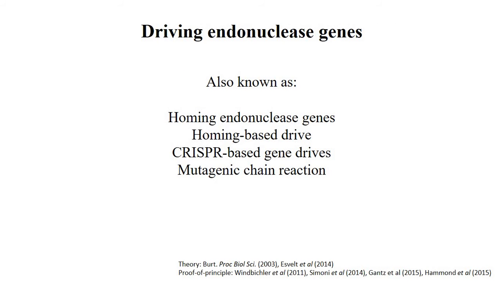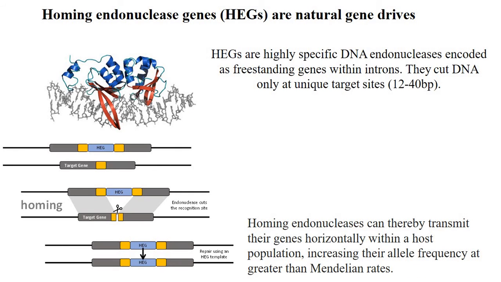Driving endonuclease genes, also known as homing endonuclease genes or homing-based drives, CRISPR-based gene drives, or mutagenic chain reaction. All of these are known by these different names, but they are the same thing. Homing endonuclease genes, as I mentioned in the last slide, are also an example of a selfish genetic element. These selfish genetic elements might have a negative implication on the individual or on the population, but they will still propagate themselves. These homing endonuclease genes are natural gene drives. They're naturally present in the genomes.